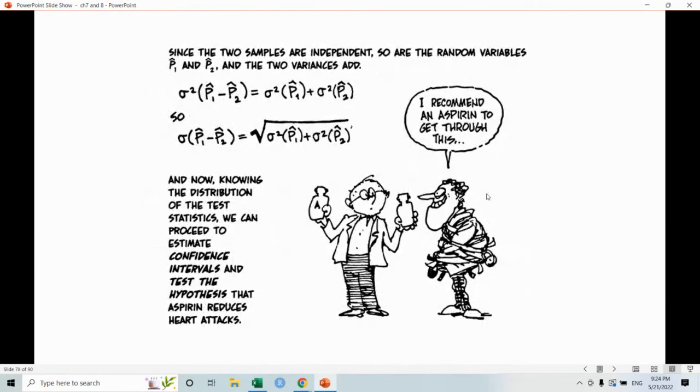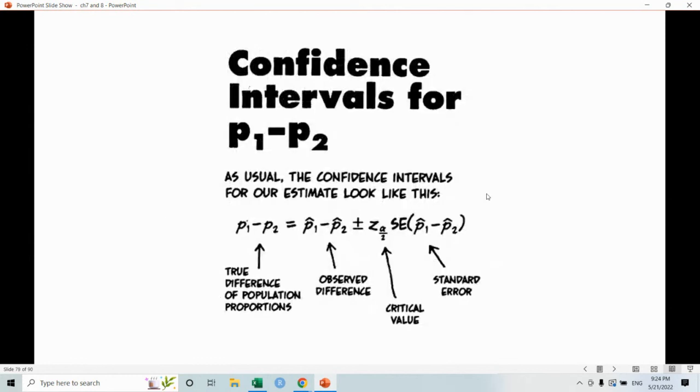Since the two samples are independent, so are the random variables p hat 1 and p hat 2, and their variances add. So we use this formula. And now, knowing the distribution of the test statistic, we can proceed to estimate confidence intervals and test the hypothesis that aspirin reduces heart attacks.